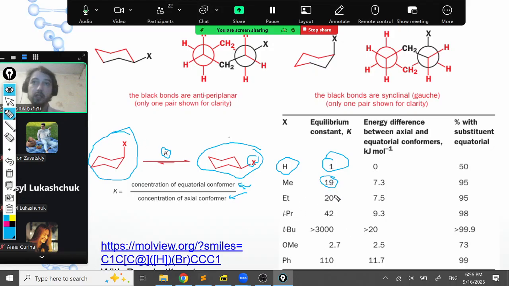Ethane, a little bit bigger group, a little bit bigger K. Isopropane, bigger group. So you see that the percent with the substituent equatorial, out of all molecules, now reaches 98%. Third butyl group, a very large group. So you see the K is more than 3000 and probably everything exists in the equatorial state.